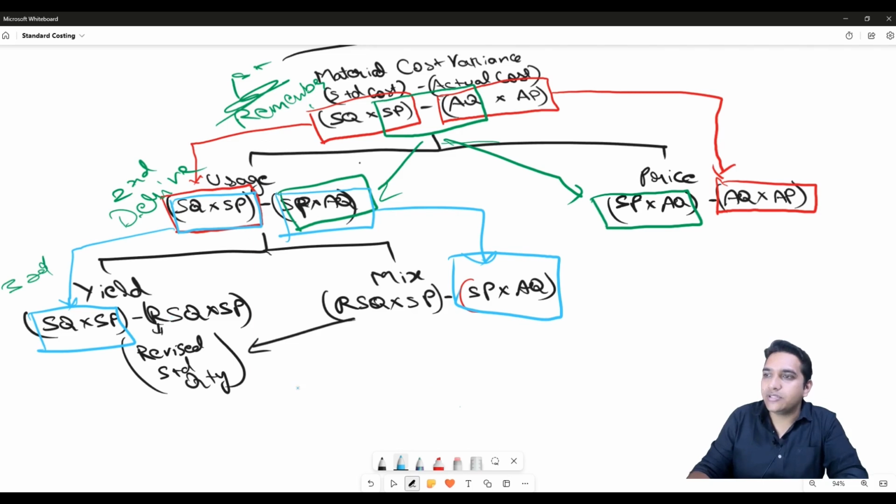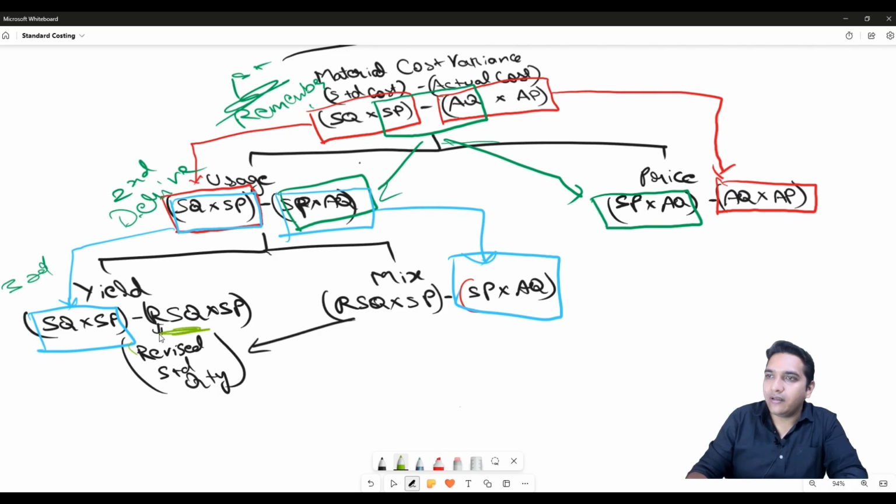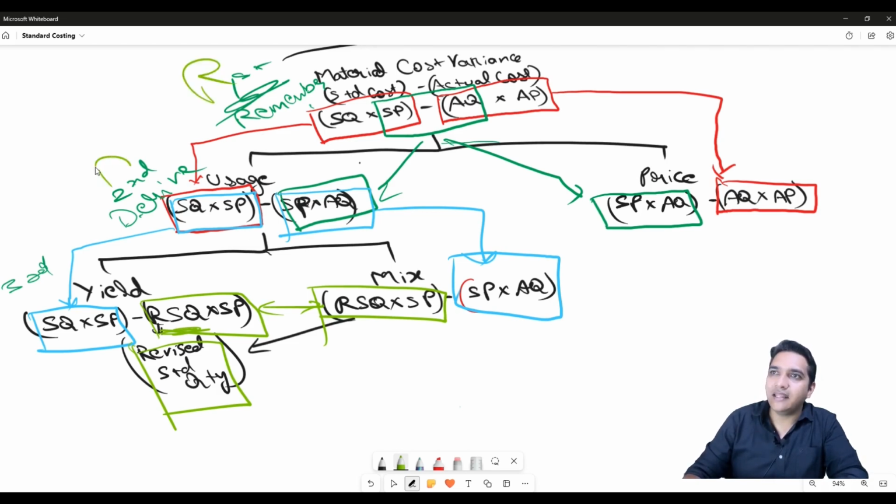We introduce a new term called revised standard quantity. As I told, revised standard quantity. If you introduce this, here it is the same, right? These two are the same, so you have to remember this. So the first formula you have to remember, the first level; the second is derived; and the third would be derived and remembered, right?